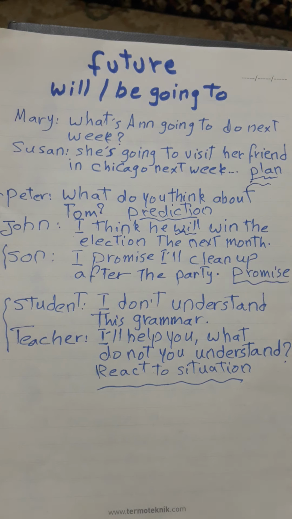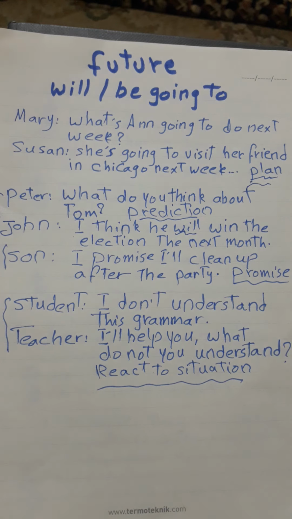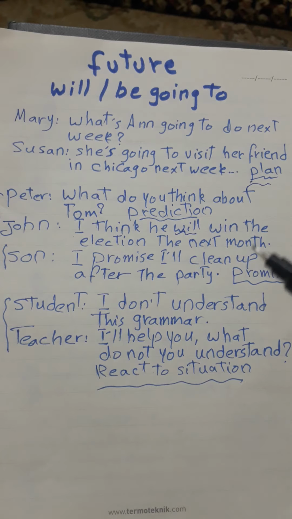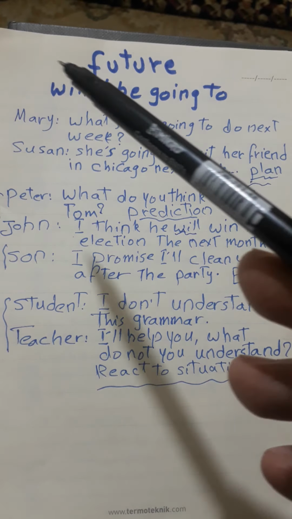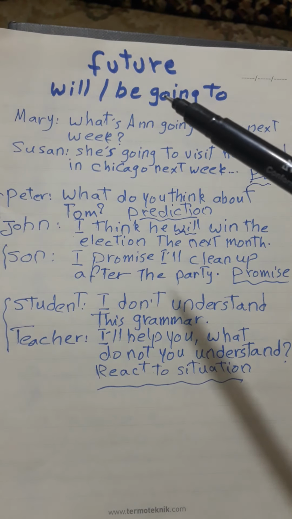So when we want to express a promise in the future, we should use will. We cannot use be going to. For instance, it's wrong to say, I promise I'm going to clean up. It means he has arranged it, you see. But here, this is not a plan. Here we have a promise. So when we have a promise, we use I'll or I will. When we have a promise, we use will. When we have a plan, we use be going to.